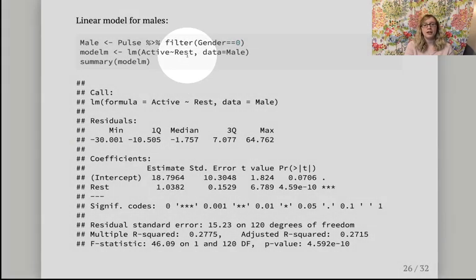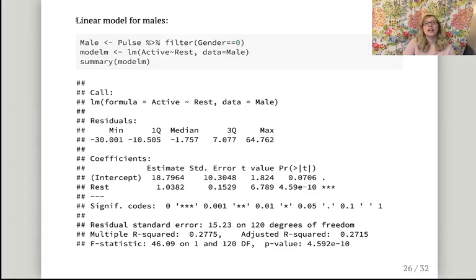So let's find these two linear models, and for simplicity's sake, we'll use just a model with resting heart rate as the only explanatory variable included. So I'll create a new data set by filtering out all of the observations where gender is exactly equal to 0. I'll call this male. I'll use that new male data to fit a model. I'll call it model M, and I'll get my summary.